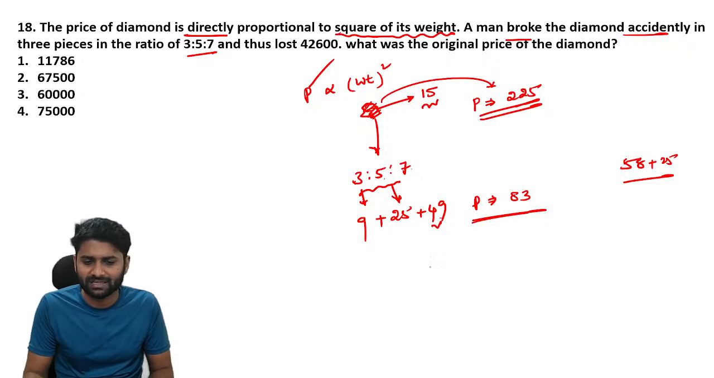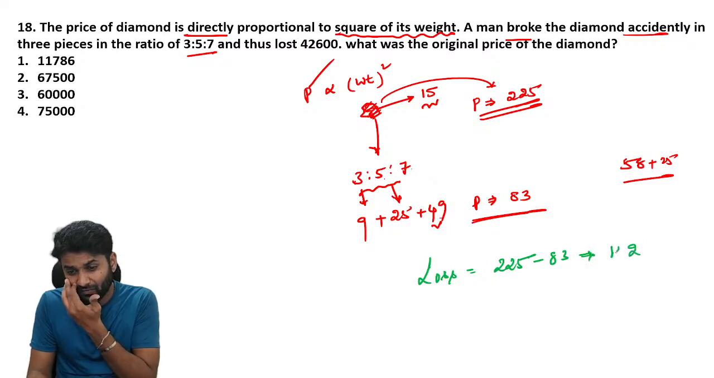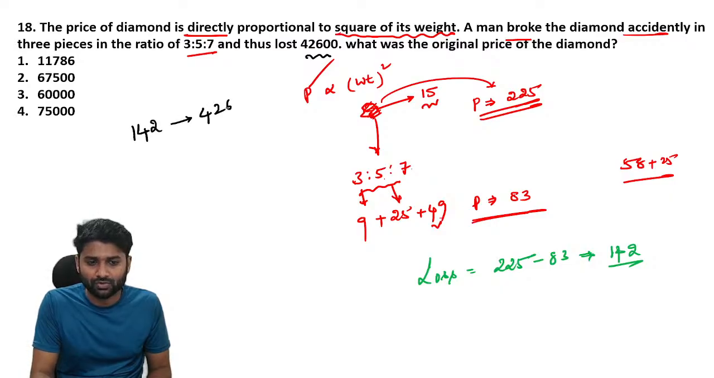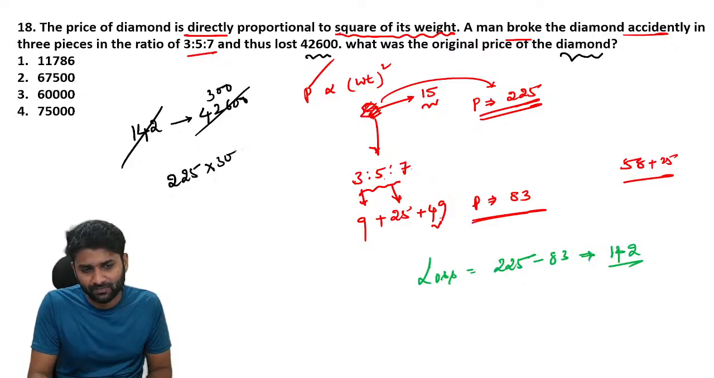So definitely the person incurs a loss. How much is the loss? 225 minus 83. So it's 142 units of loss. The loss of 142 units is equal to 42,600. 142 times 3 is 426, into 100. Now each value is 300. So what is the price of the diamond? 225 into 300.